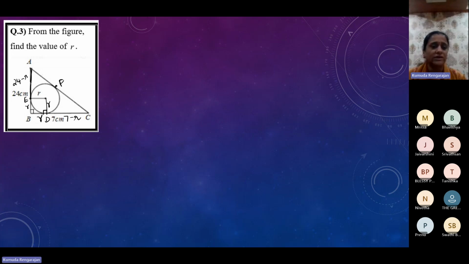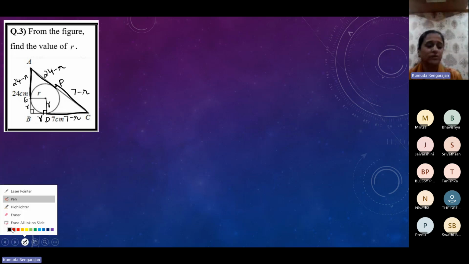We know that AE is equal to AF. Why? Tangents from an external point to the circle are equal. So this one is also 24 minus r. Similarly, we know that CD is equal to CF. Tangents from the external point to the circle are equal. So this is 7 minus r. This is also 7 minus r.